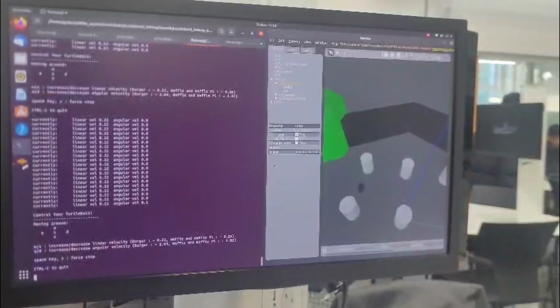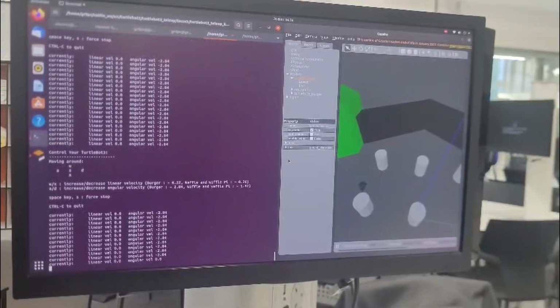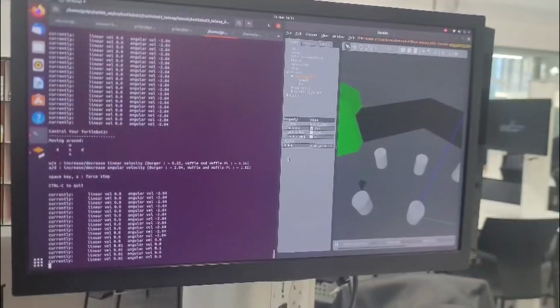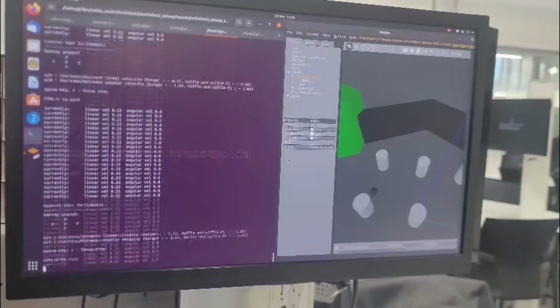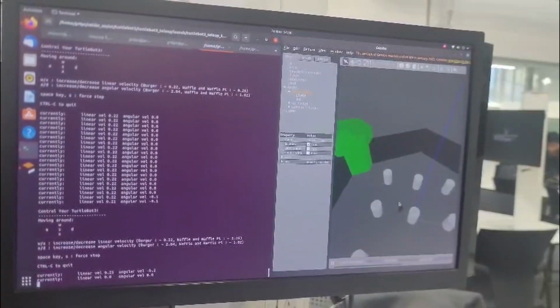We started in the Gazebo simulator. We didn't want to risk breaking the real robot, so this was the best place to test. You can see here we're driving around a world filled with obstacles. This confirmed that our velocity commands were being published correctly to the cmd_vel topic.